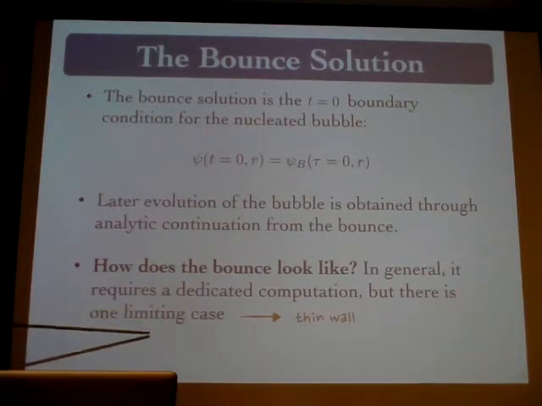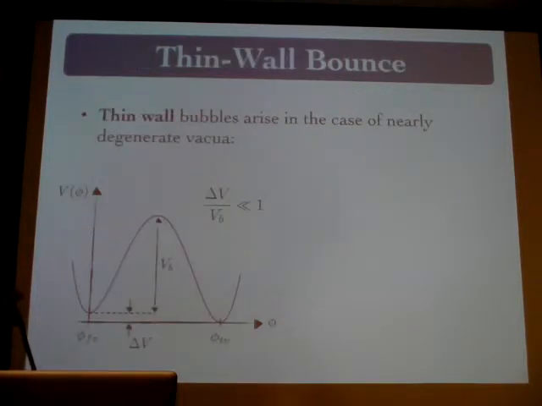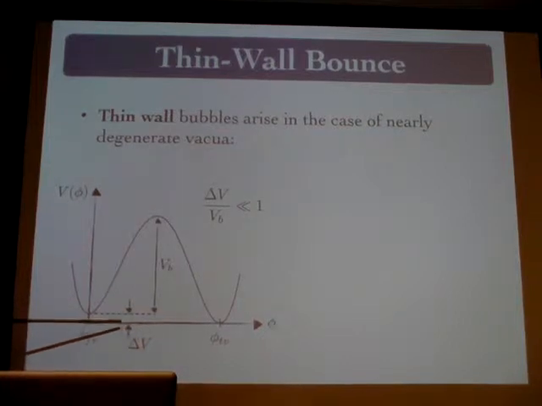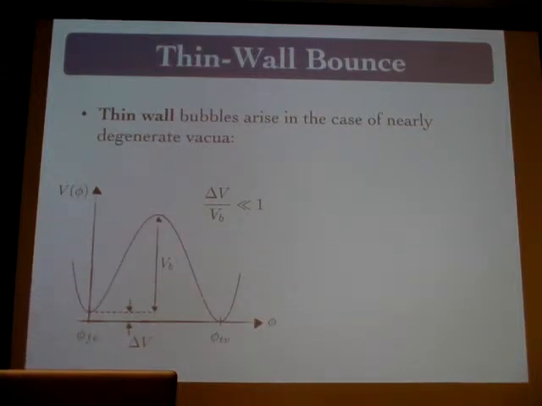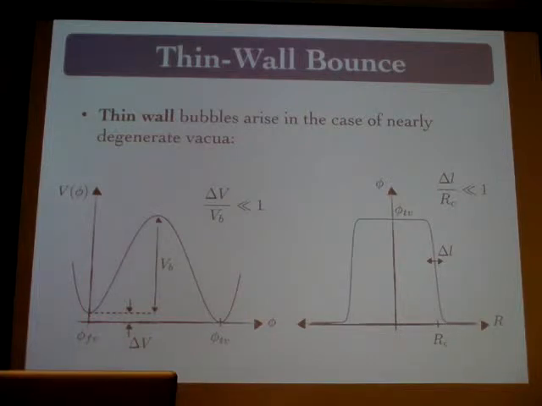But there is one interesting limiting case, which is the case of thin wall bounces. So thin wall bubbles or thin wall bounces arise in the case in which we have two vacua that are nearly degenerate. So the case in which the difference in energy densities between the two vacua is much smaller than the barrier height. And in this case, what happens is that the bounce looks something like this.